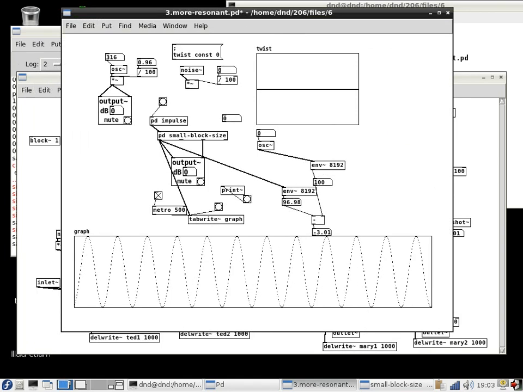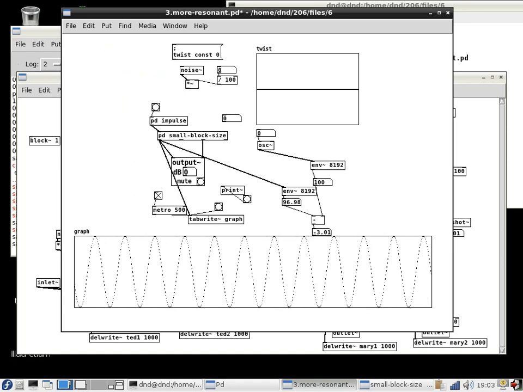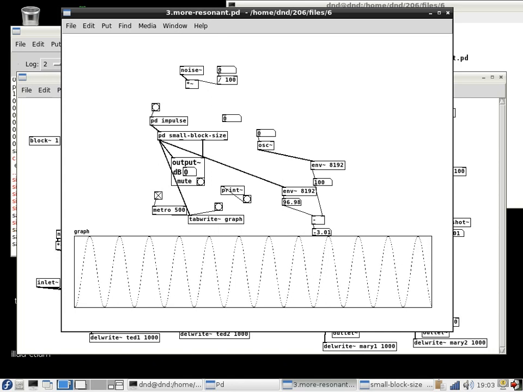We're not using this impulse, by the way, and we're not using that. Let's not even have that. Oh, you know what? We may want this later. Well, it's easy to make it. To hell with it. Okay, good enough. Twist. We're not using twist anymore. Good. 3 more resonant. Okay, good.